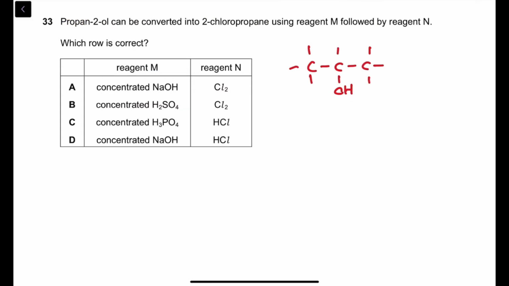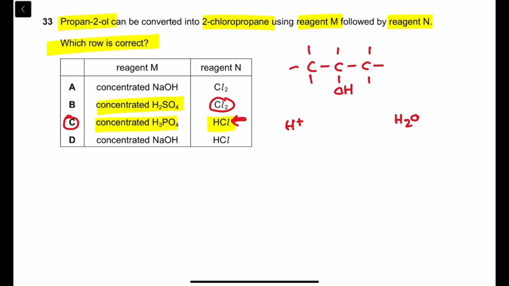Question number 33. Propanol can be converted into 2-chloropropane using reagent M followed by reagent N. Which row is correct? So this is quite standard, but the answer to this question is C. That is because we use a concentrated acid, any acid, it could also be sulfuric acid, to provide hydrogen ions, which will react with the hydroxyl group to form water, and then our reagent N would be HCl. The Cl is provided from here and not from chlorine for many reasons. Chlorine isn't as efficient. It can react with hydrocarbons, but we tend to use HCl.